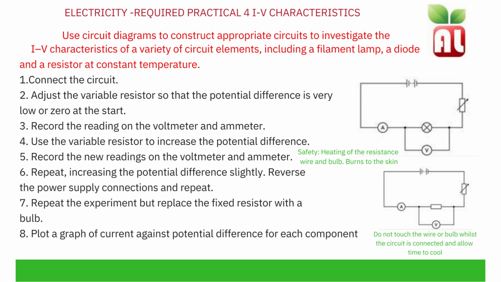Use the variable resistor to increase the potential difference. Record the new readings on the voltmeter and ammeter. Repeat, increasing the potential difference slightly. Reverse the power supply connections and repeat. Reversing the power supply connections will cause the current to flow in the opposite direction and you should see negative readings. Repeat the experiment but replace the fixed resistor with a bulb.